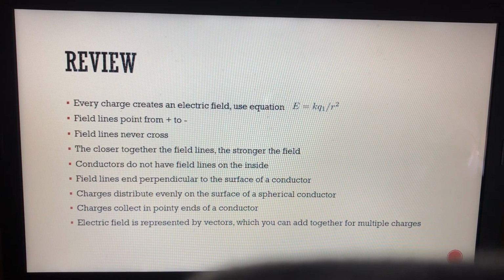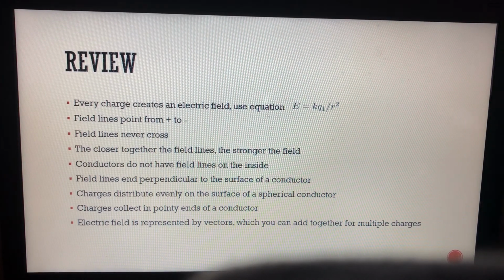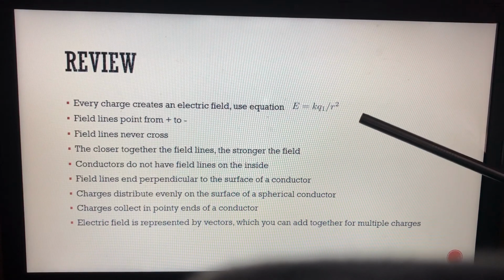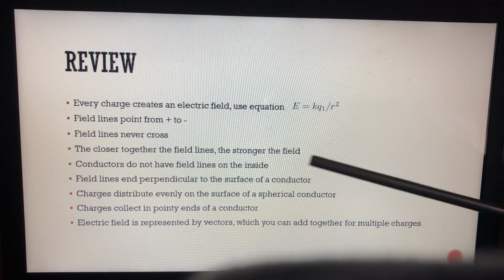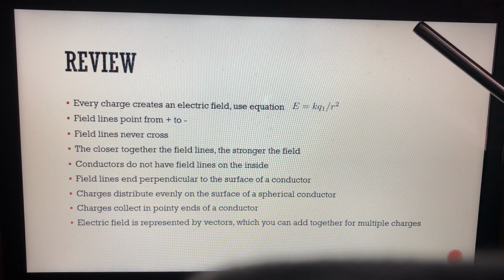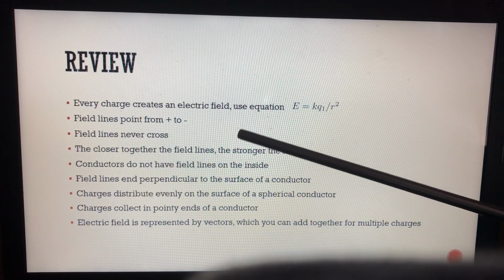Okay, that's it for my video about electric fields and electric field lines. Let's have a quick review of the important principles that we learned today. We learned that every charge creates an electric field. Using this equation, we can solve for that. Field lines point from positive to negative, and they never cross.